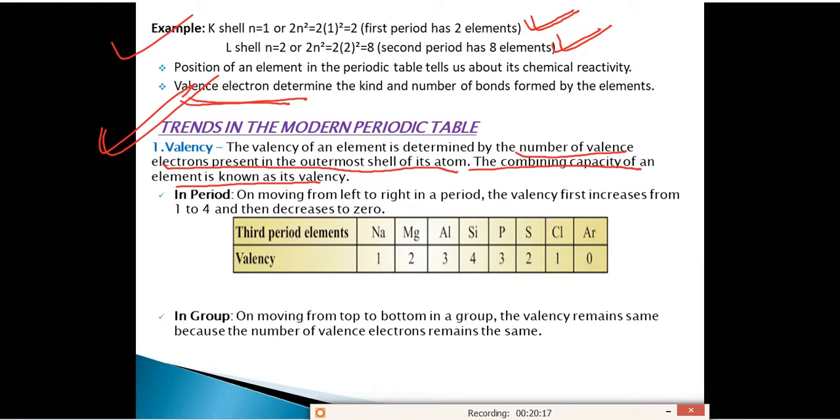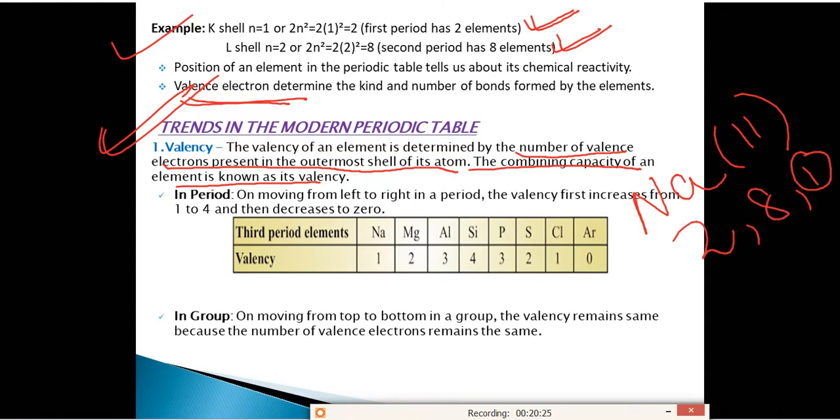Correct? Let us take an example of sodium, atomic number 11. If we write its electronic configuration, it's 2, 8, 1. One electron is present in the outermost shell, so the valency of sodium is 1. Like that for magnesium, atomic number 12, the electronic configuration is 2, 8, 2. Two electrons are in the outermost shell, so the valency of magnesium is 2. From the valence electrons, you can easily tell the valency of the element.